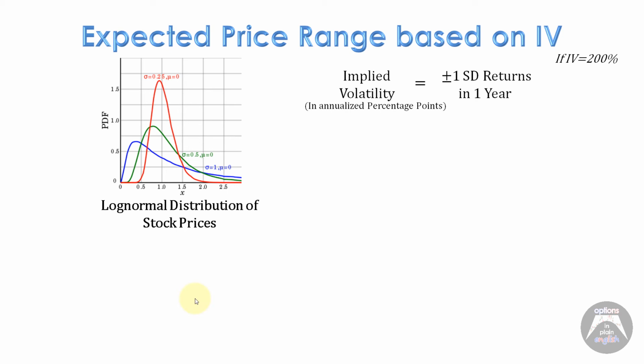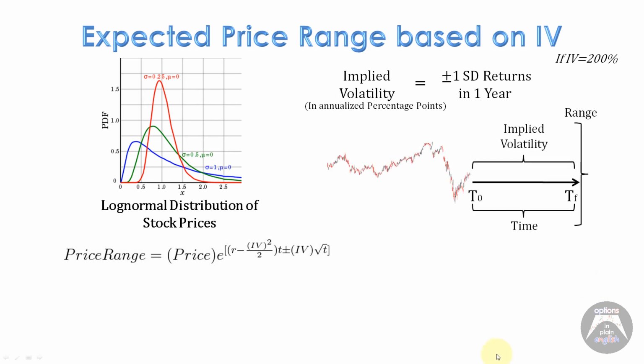Now, if we want to start getting technical, let's take a look at the actual formula, which states that the price range is going to be equal to the price multiplied by the constant E, and this E is going to be elevated to the power of R, which is the risk-free interest rate, minus squared IV divided by 2, multiplied by time, plus and minus the IV multiplied by the square root of time. So this is the formula. As you can see, we have the plus minus right here, which indicates that it's going to be a range, which is what we had been talking about before.